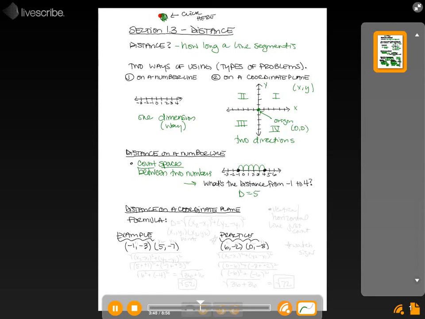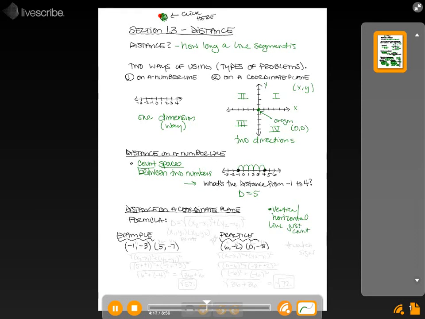It's not that difficult. The second way, and this one's a little more involved, is distance on a coordinate plane. It's not as easy as just counting, unless you have a vertical or horizontal line. Then you can count, because it's just like on a number line. Otherwise, let's make a note of that. Let's say that vertical/horizontal line, you just count.